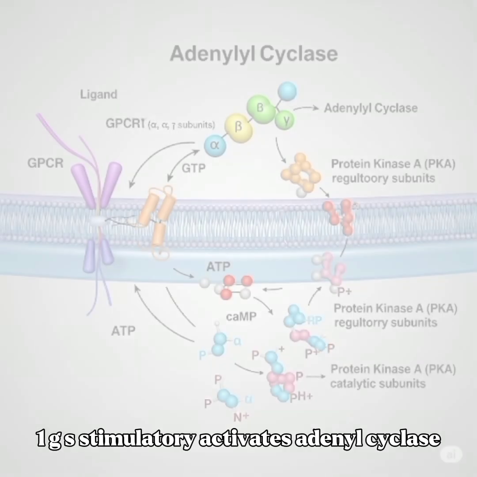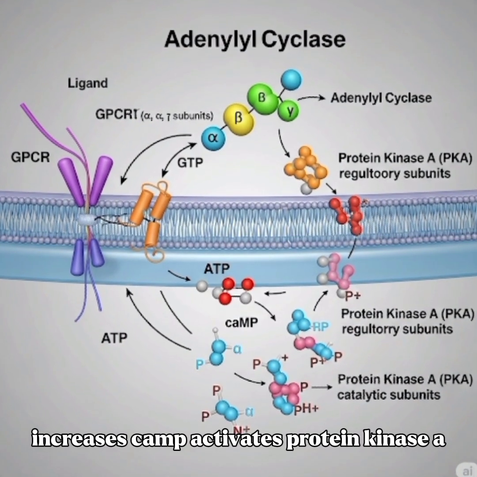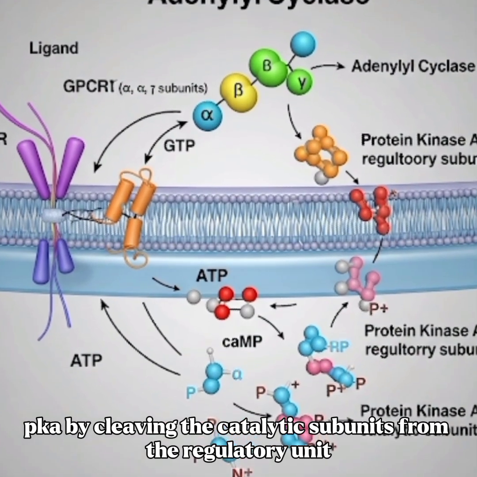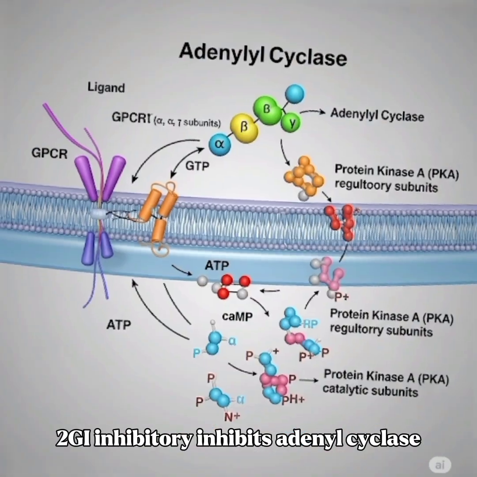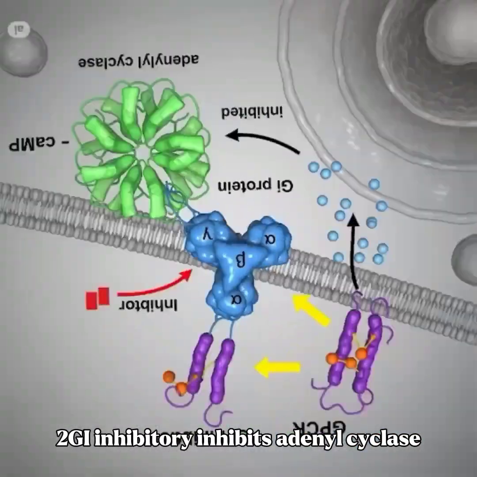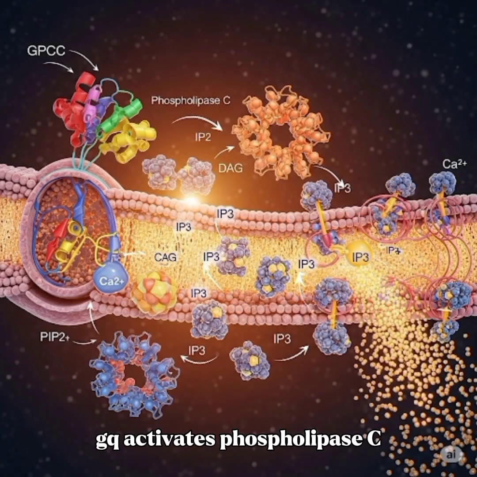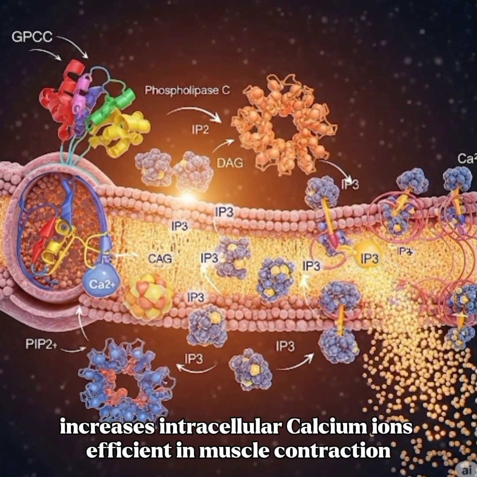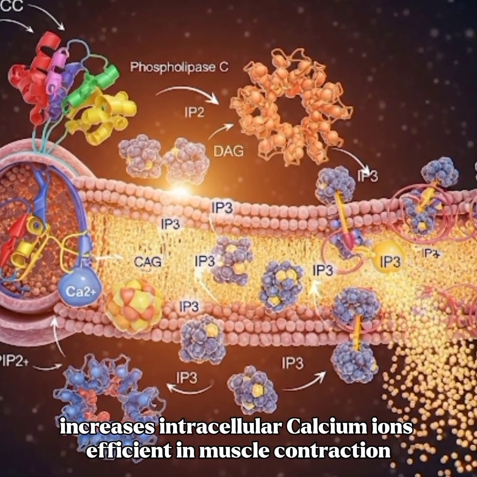1. Gs, stimulatory, activates adenylyl cyclase, increases cAMP, activates protein kinase A, PKA, by cleaving the catalytic subunits from the regulatory unit. 2. Gi, inhibitory, inhibits adenylyl cyclase, decreases cAMP. 3. Gq, activates phospholipase C, PLC, produces IP3 and DAG, increases intracellular calcium ions, important in muscle contraction.